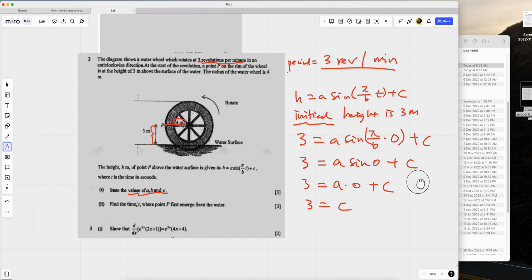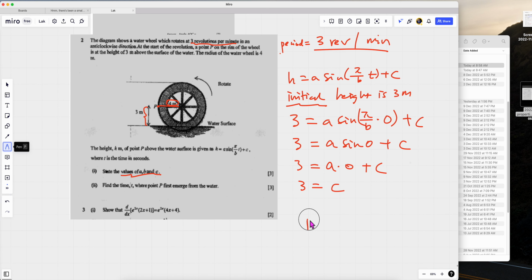So what is the formula for period? So period is equal to, this is a sine function, so it's 360 divided by the b, right? I mean b means this b. Actually, in this case, this is not this. In this case, the b.